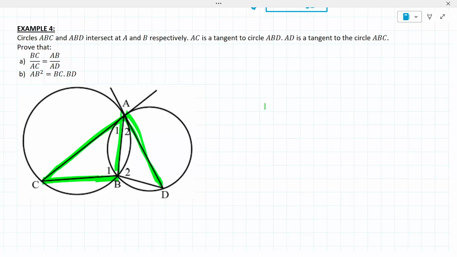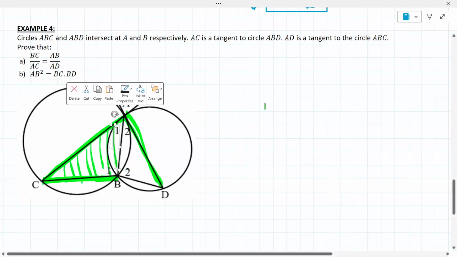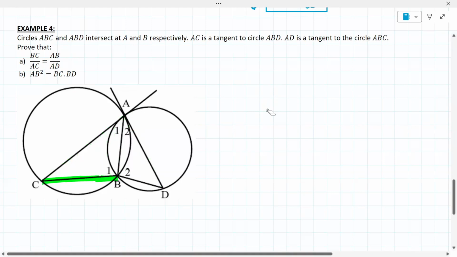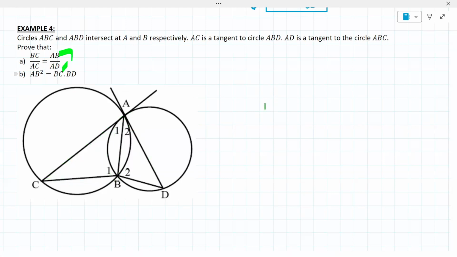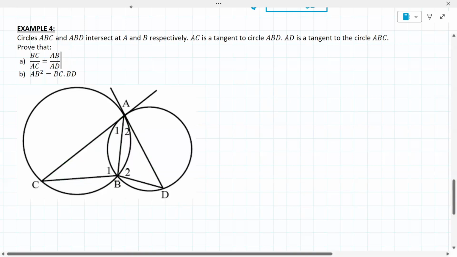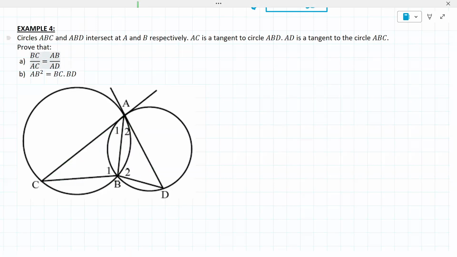Automatically, by highlighting those sides for myself, I can very clearly see which triangles I need to prove are similar. I need to prove that triangle ABD, so this triangle here on the right, is similar to this triangle ABC on the left-hand side. Those are the triangles that contain the sides that I want to use in this ratio. Those are the triangles I have to prove are similar.